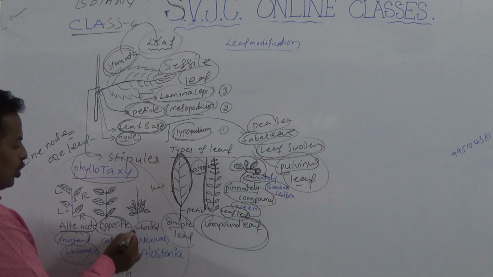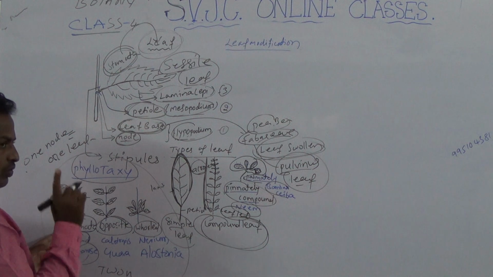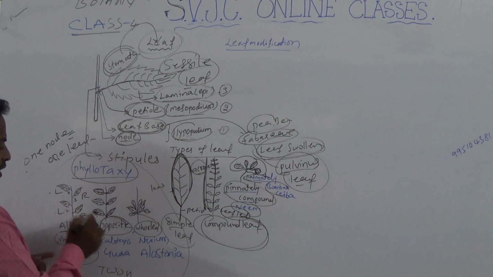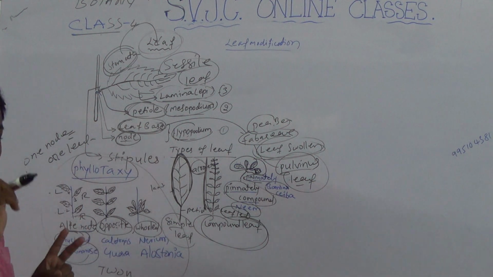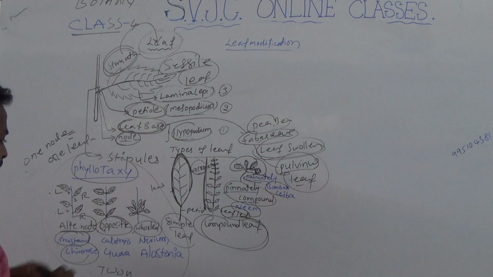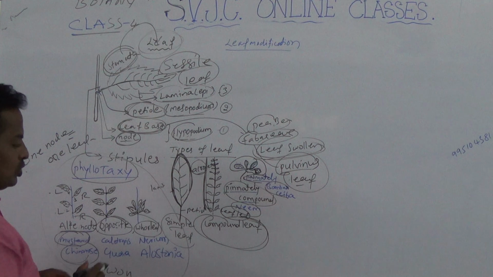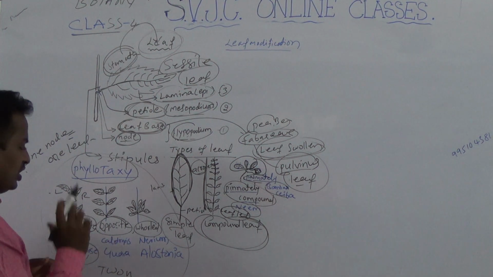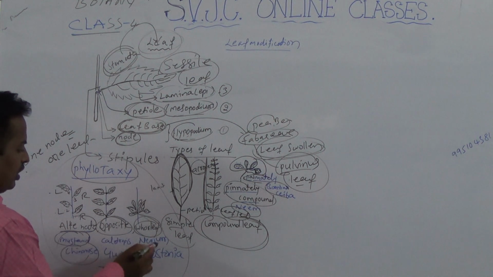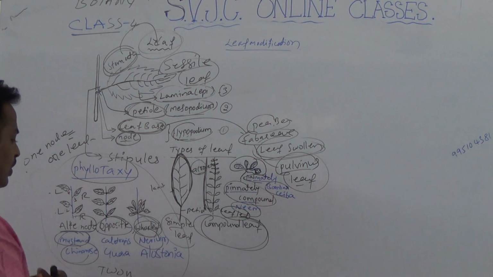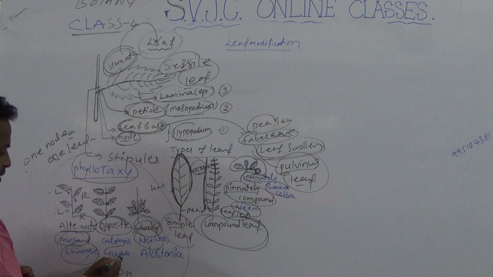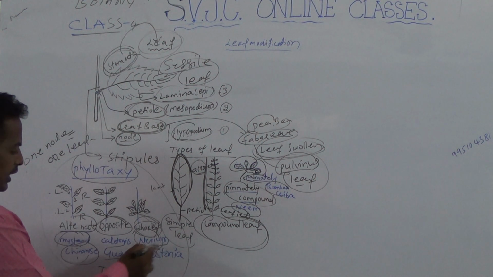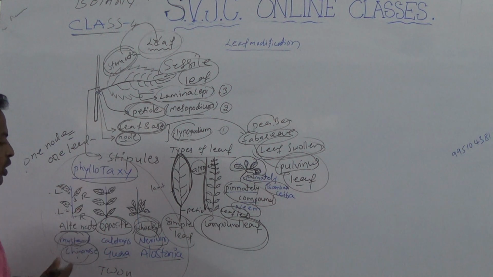It is called whorled. In the first one, 1 node 1 leaf, arranged on right and left. In the second one, 1 node 2 leaves in an opposite manner. In the third one, 1 node, many leaves, not in a definite number, so it is arranged in a circular manner, nothing but whorled or circular phyllotaxy. Example: Calotropis, Goa is the best example of opposite, and mustard, China rose is alternate, and Nerium and Alstonia are examples of whorled phyllotaxy.